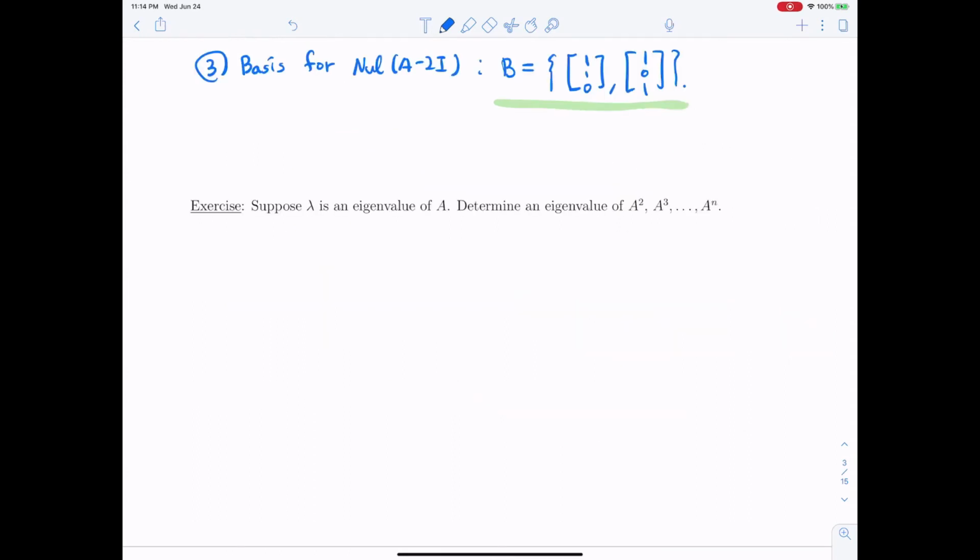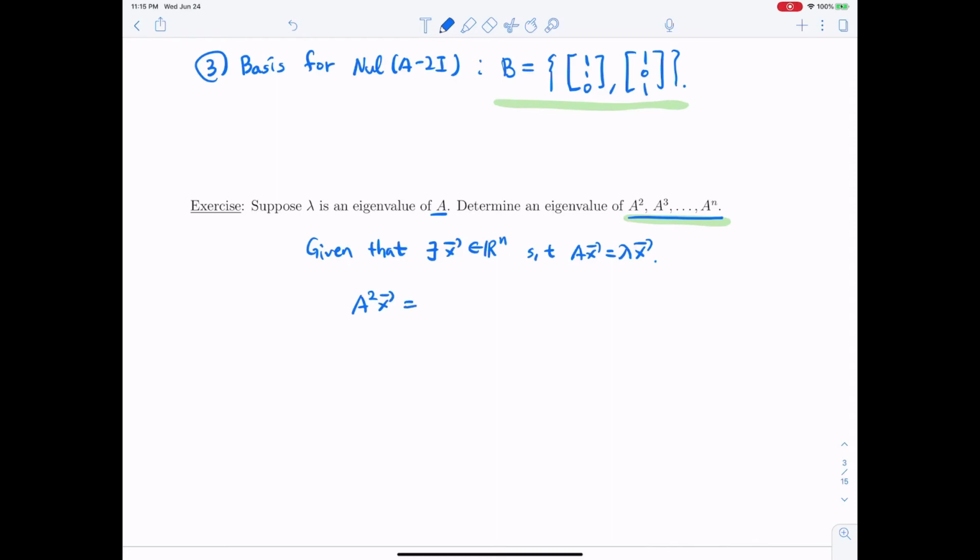Okay, so this is one cool exercise about eigenvalues of some powers of the given matrix. So let's pause the video and think about how the eigenvalues of these matrices relate to the original matrix A. So suppose that you have an eigenvector x in Rn such that Ax equals lambda times x. Then what can we tell about A squared times x?